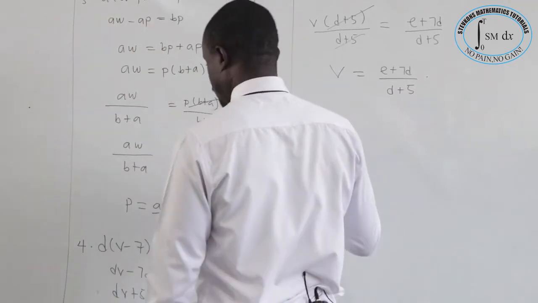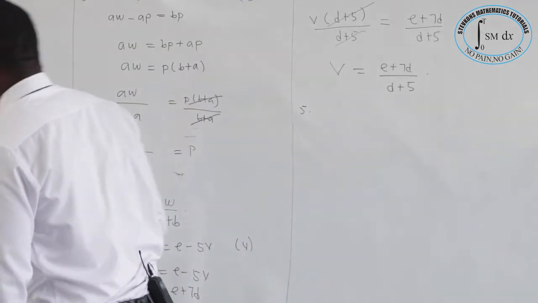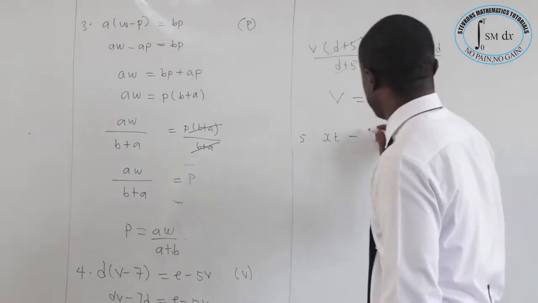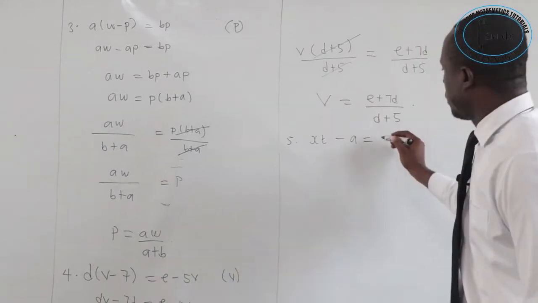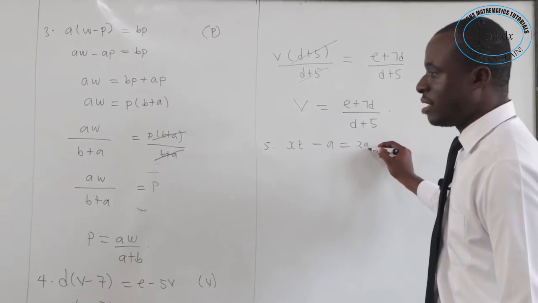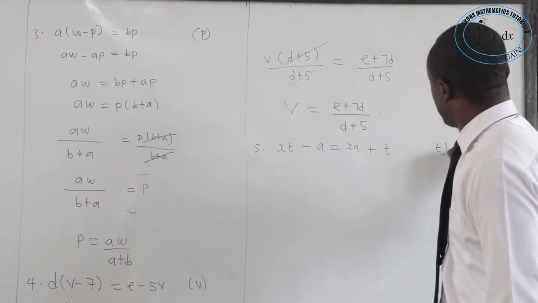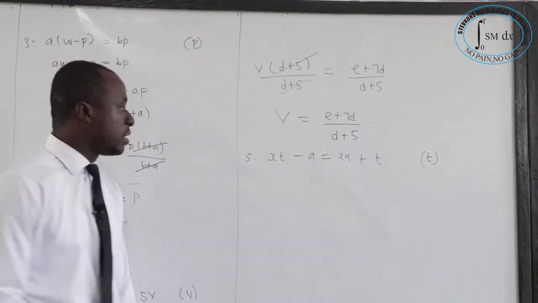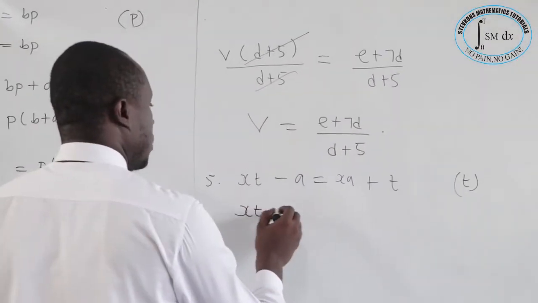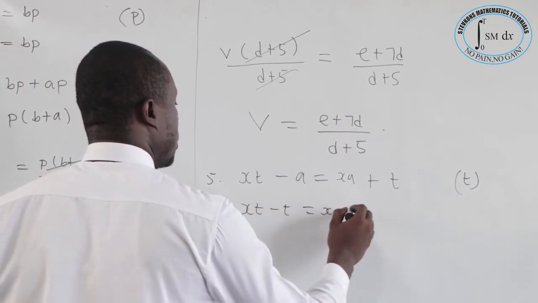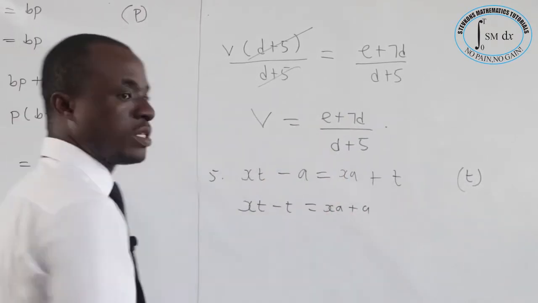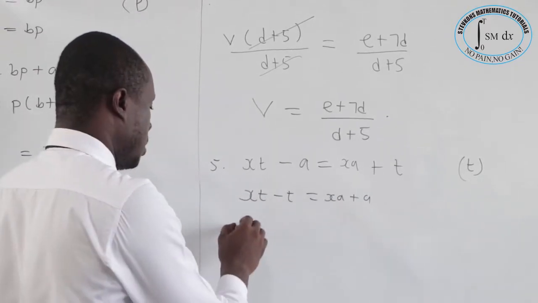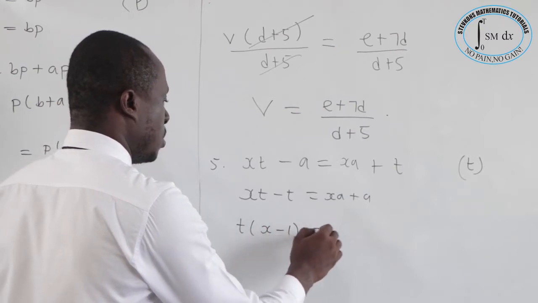Now, let's see the last one. It says that we have x(t - a) = xa + t. We want to make t the subject. There's t here, there's t also over there. So what do we do? We group like terms. So we have xt - t = xa + a. This negative crossing becoming positive. Now xt, we can factorize t out. So you have t(x - 1) equal to here.